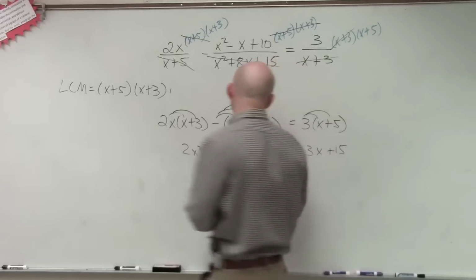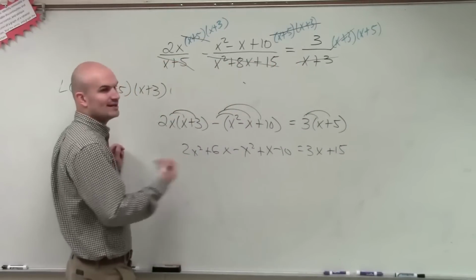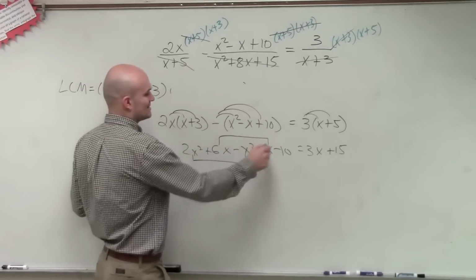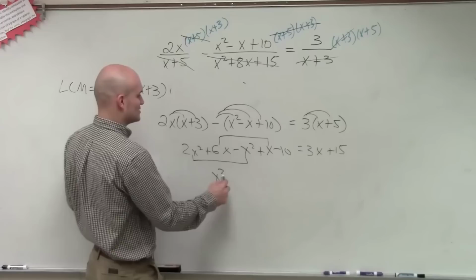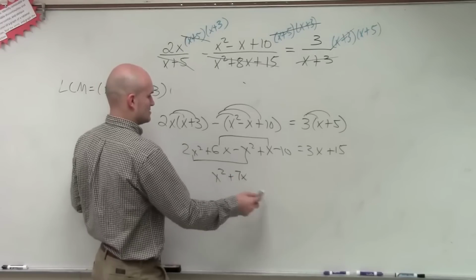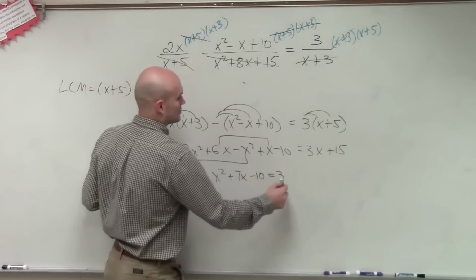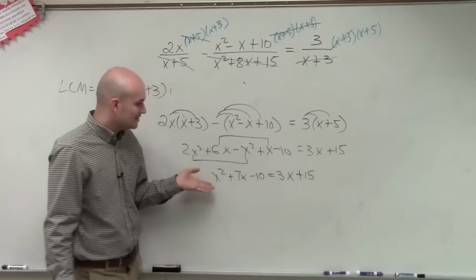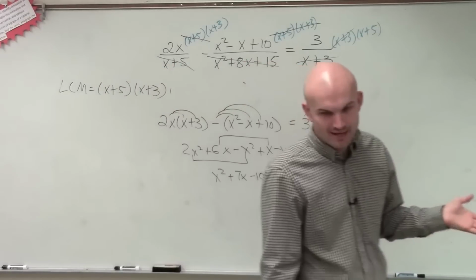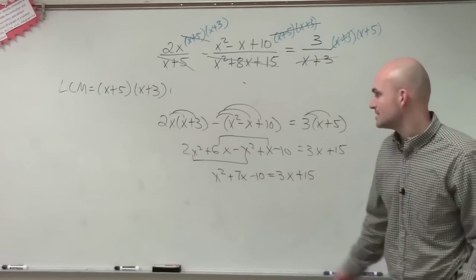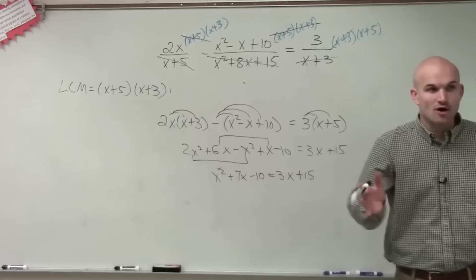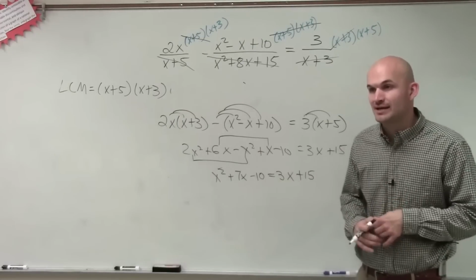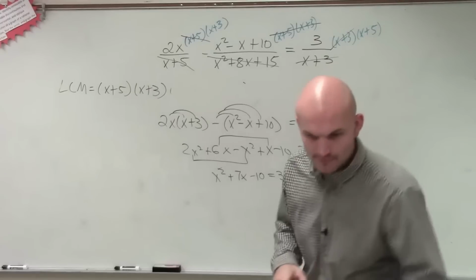OK. So now, before we get our variable to the same side, let's combine like terms. So I know my x squareds I can combine, my x's I can combine. So therefore, I'm just left with x squared plus 7x minus 10 equals 3x plus 15. And automatically, ladies and gentlemen, I noticed that this is going to be a quadratic, right? Because I still have an x squared. So rather than just saying, oh, I'm going to get my x by itself like we did with the linear equation, now I need to set this up as a quadratic. I need to set this equal to 0.